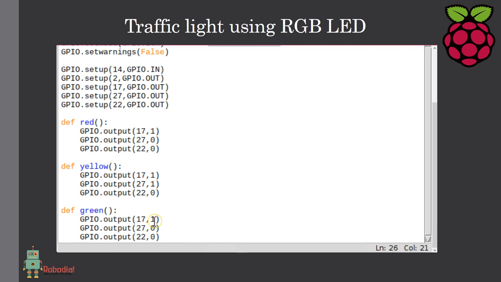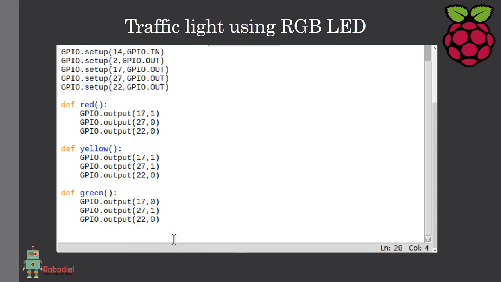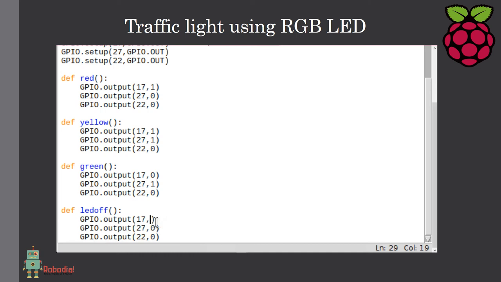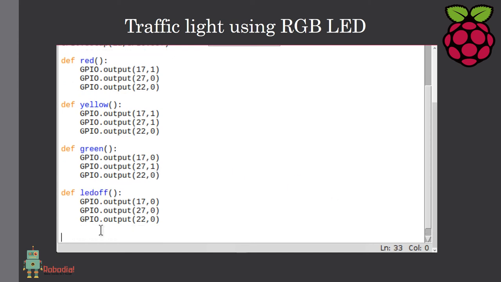Now I am going to define the green color. And for green, you have to put the green pin on state. And finally, I am putting all the LED on the off state. The LED off. Yes. So here I have defined the 4 functions for red, yellow, green, and finally to turn off all the LED. Now define the condition for your RGB LED.